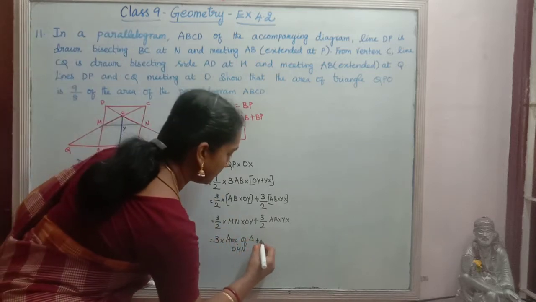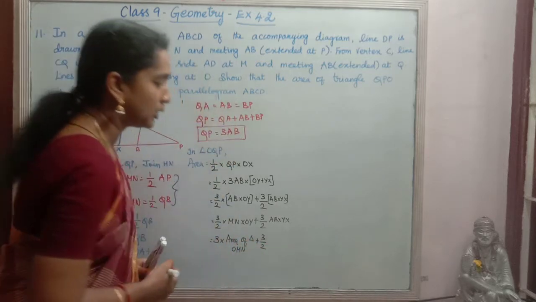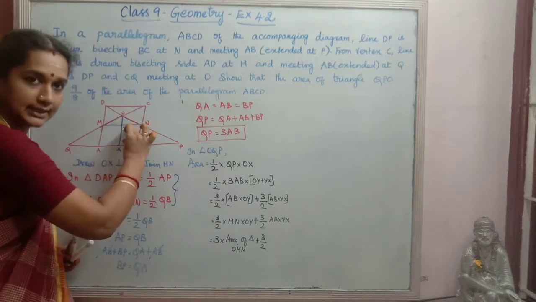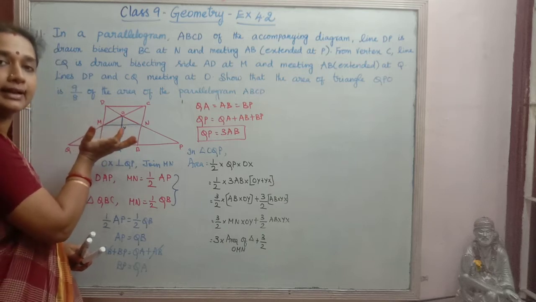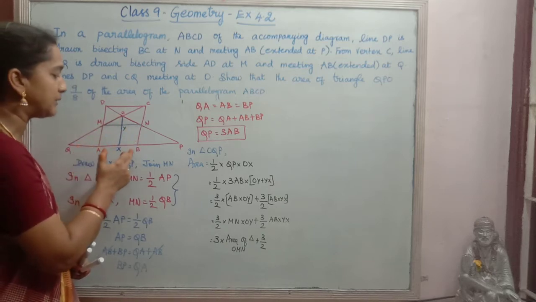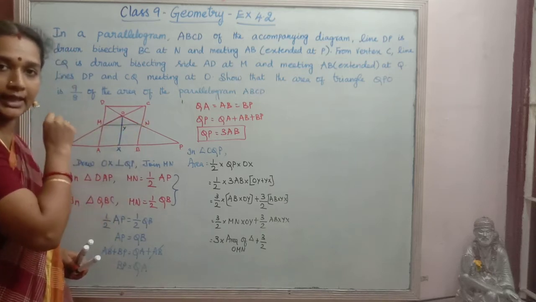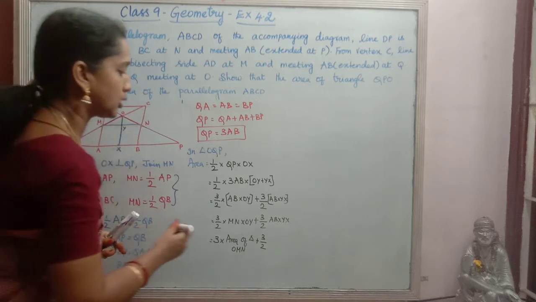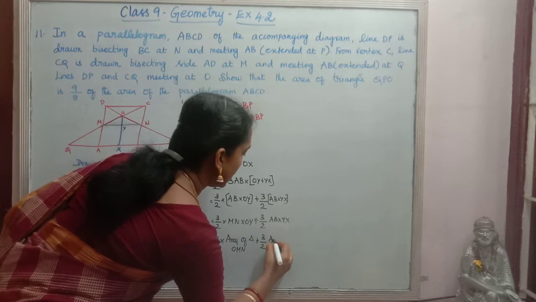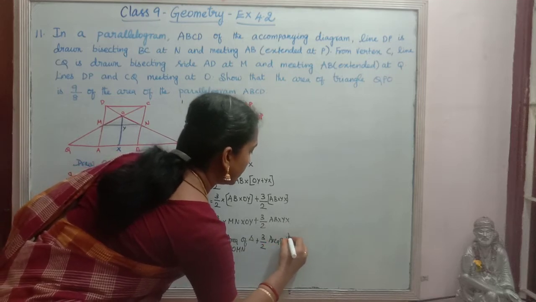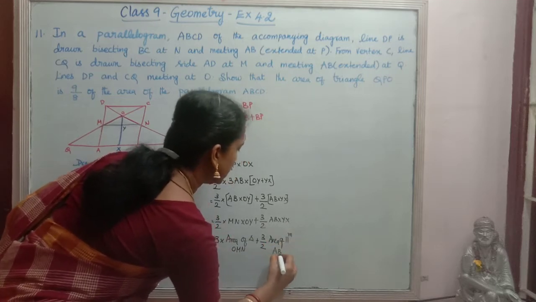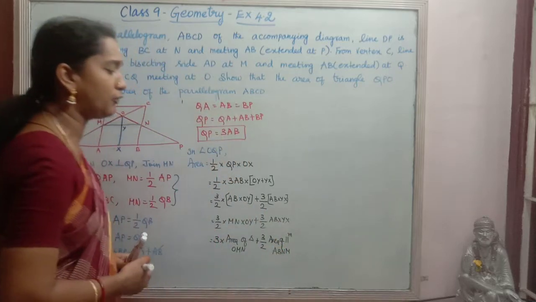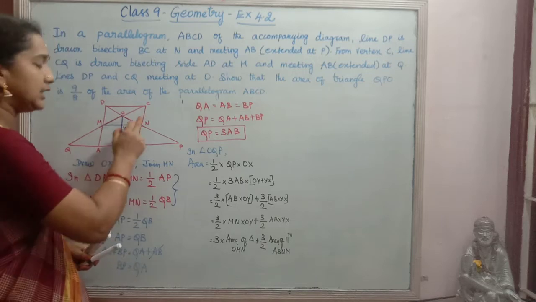Then plus 3 by 2 into AB into YX. AB is here, YX is here. So this we will write as the area of the parallelogram ABNM. The area of a parallelogram is base into height, so base is AB, height is YX. So 3 by 2 into area of parallelogram ABNM.